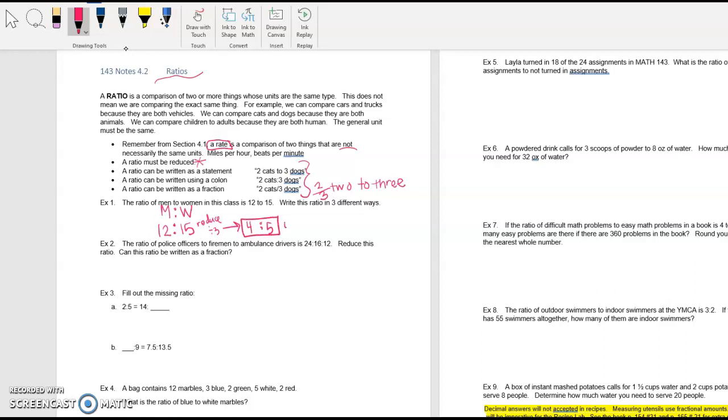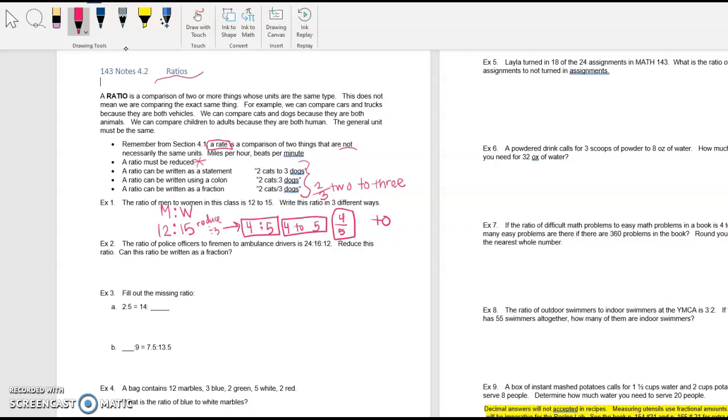Another way is I can just write that in words, 4 to 5. That would be another way to write it. So there's option number 2. And option number 3 would be write it as a fraction, 4 to 5. No matter how you write a ratio, you're going to use the word to in between your numbers.